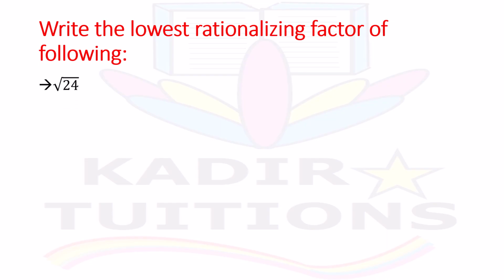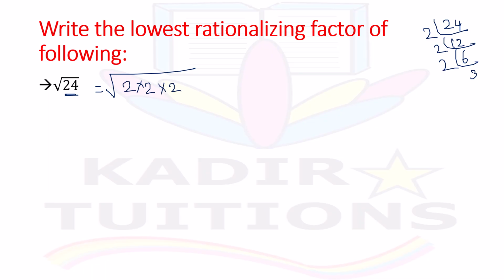The first question is root 24. Check for root 24. Is it a prime number? No. Then we need to find the prime factorization of it. So 2 12s are 24, 2 6 are 12, 2 3s are 6. So 24 can be written as 2 into 2 into 2 into 3. So since it's a square root, we can take two repetition of numbers and we can take one number outside. So there are two 2's existing inside the root. I'm going to take 1 2 outside the root. The remaining is 6 inside the root. Now this root 24 has been simplified to 2 root 6.